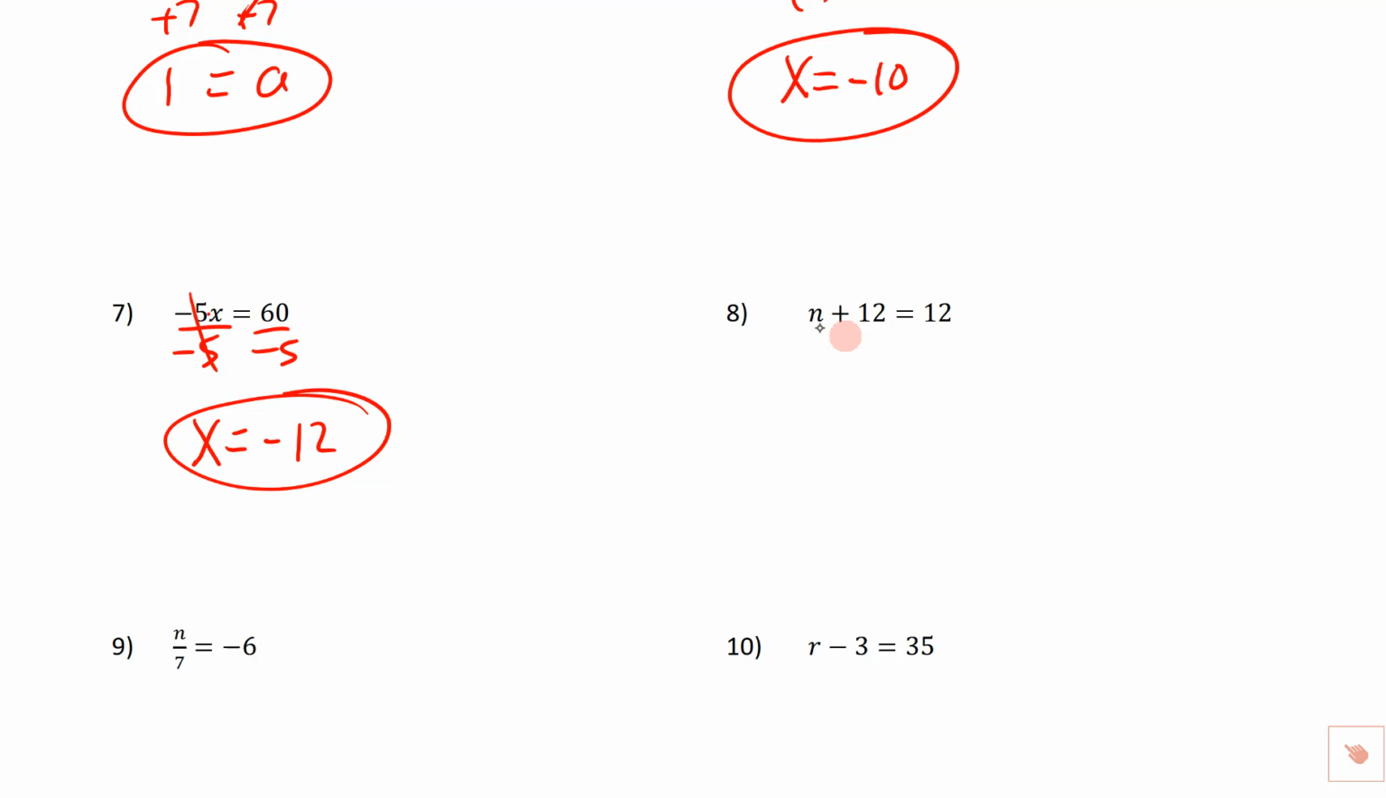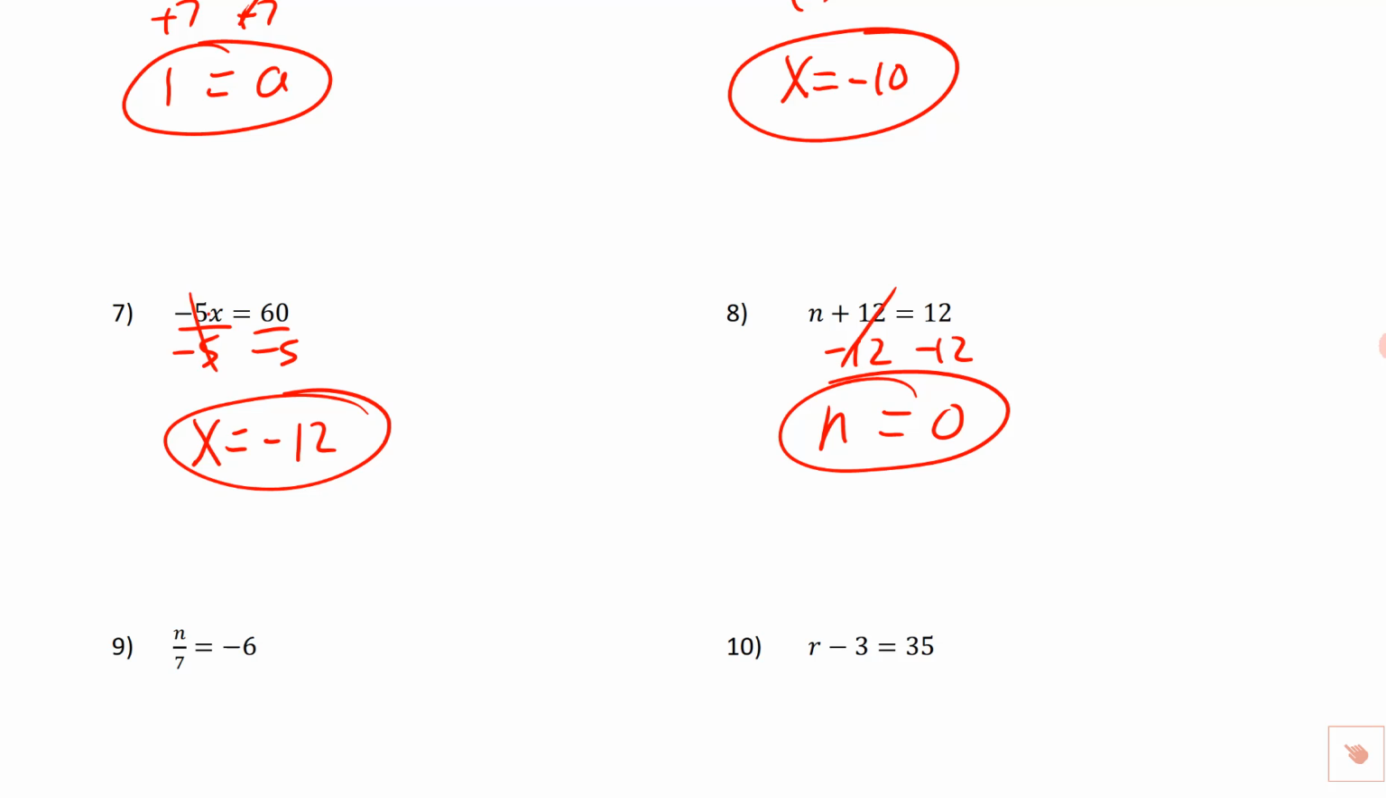On this one, we're going to get rid of the adding 12, so we're going to subtract 12 here and subtract 12 there. Those cancel off to make a 0, so on this side we just have that plain old n, and 12 minus 12 is 0. There's nothing wrong with getting an answer of 0. That's a perfectly good number.